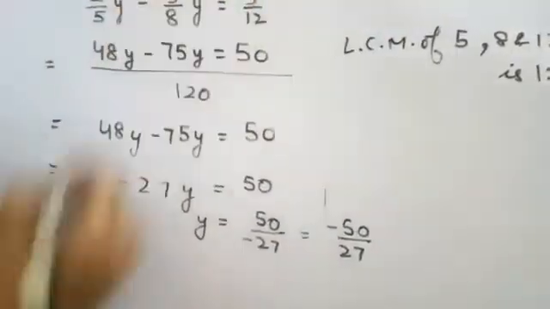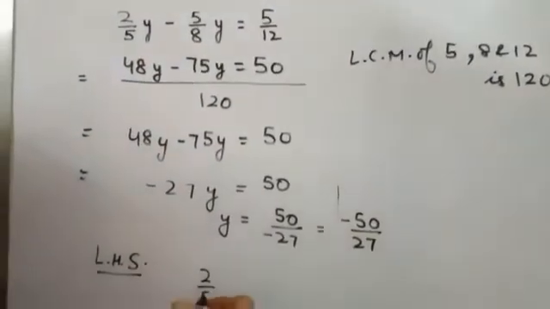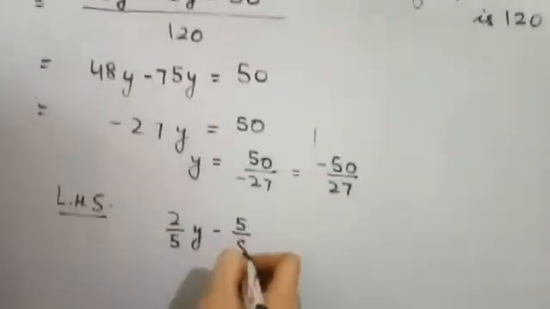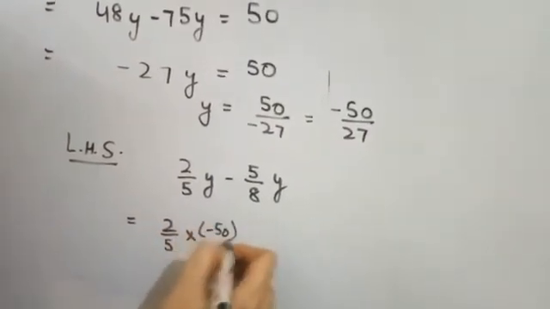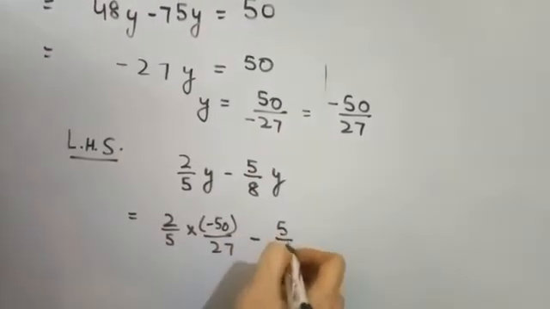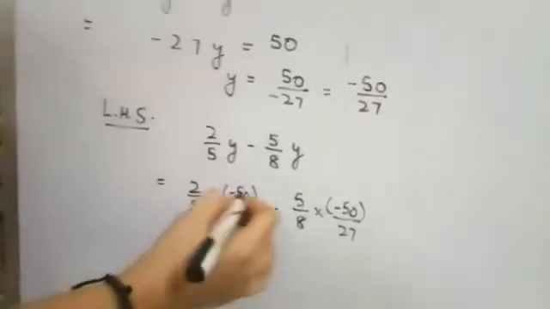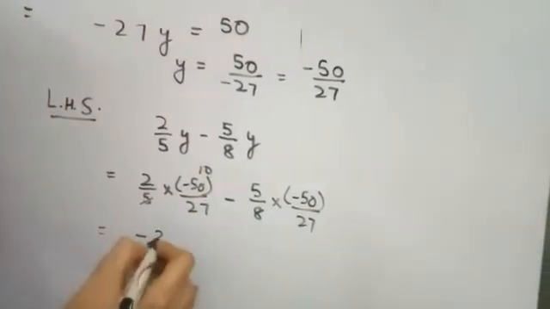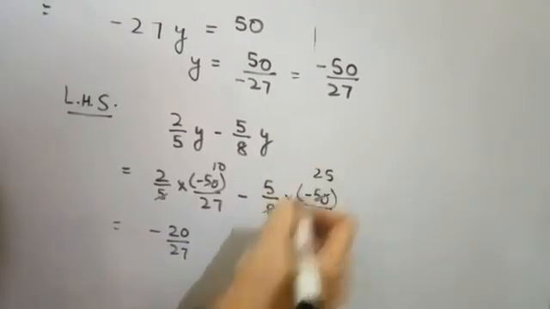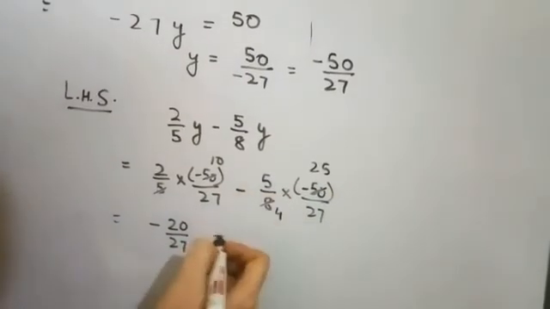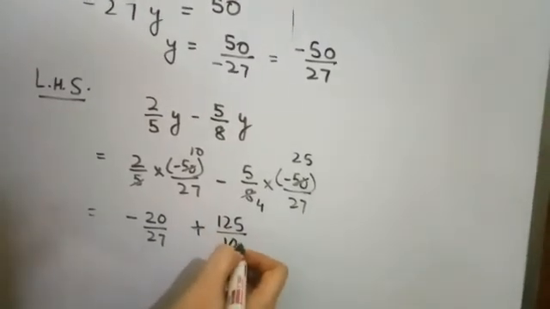Now verification. In RHS we are having only the one term 5 by 12, so we are going to put the value in LHS. 2 by 5y minus 5 by 8y. The value of y is minus 50 by 27. Again minus 50 by 27. 5 tens are 50. If you want to cut it, minus 20 upon 27. Minus minus plus. 25 5s are 125, 27 4s are 108.